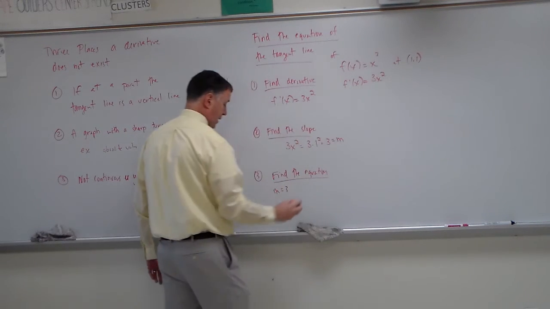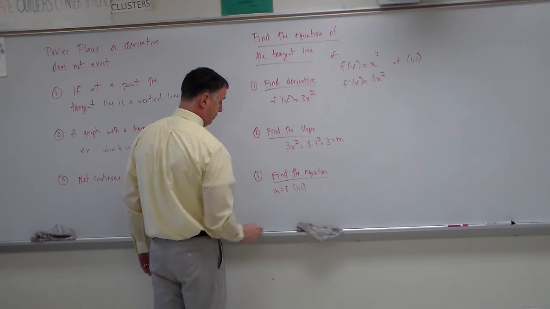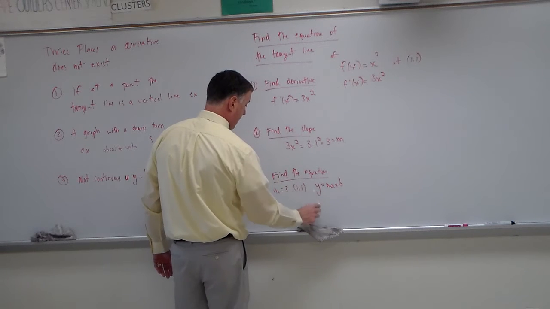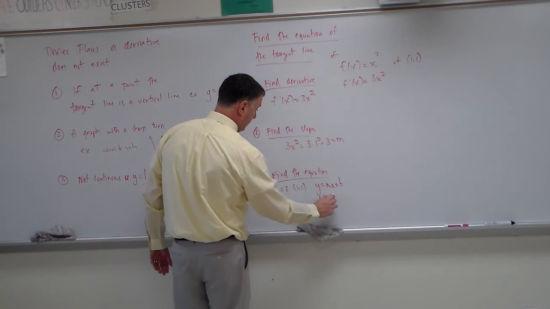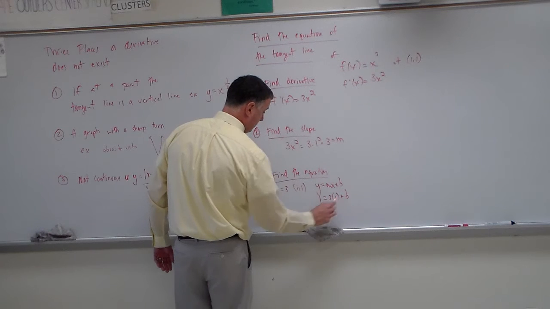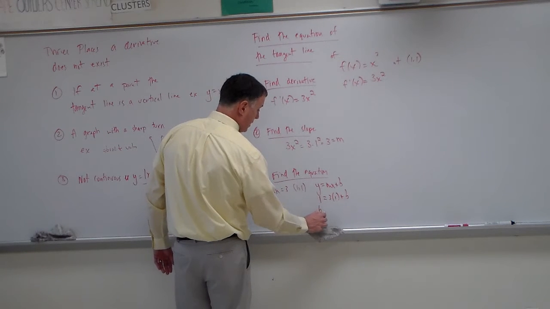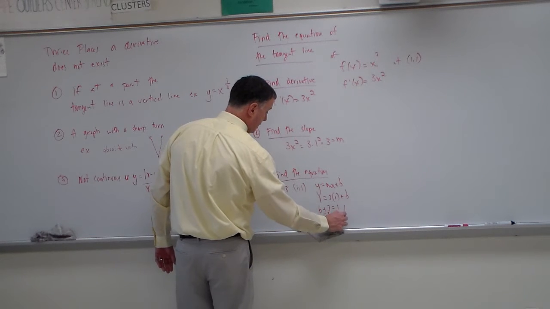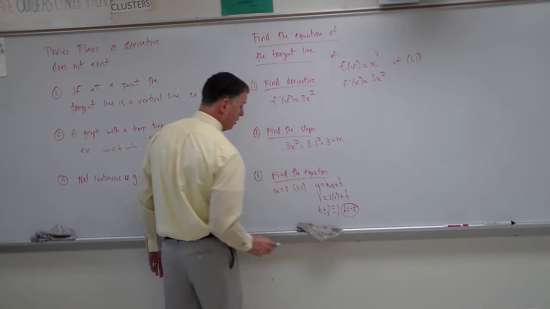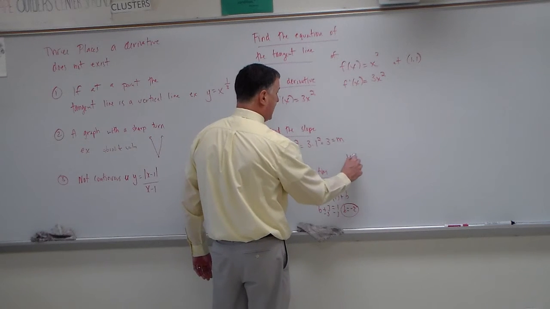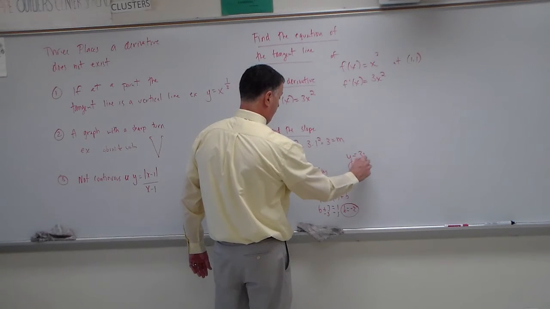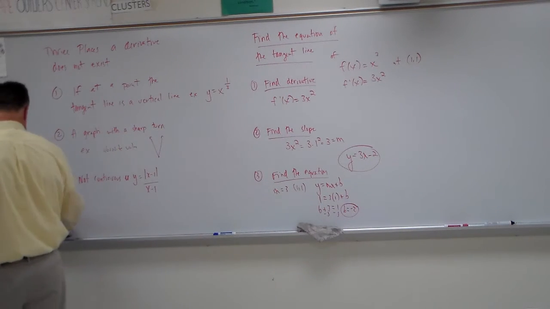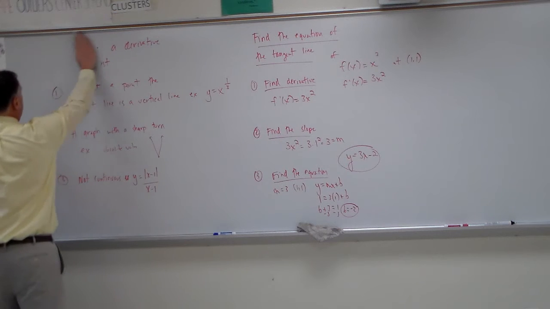My point is (1, 1). I plug that in: y equals mx plus b. My y is 1, my slope is 3, my x is 1, plus b. So 3 plus b equals 1. Minus 3, minus 3. Looks like b is negative 2. So your equation is going to be y equals 3x minus 2. Okay, that is how you do it.